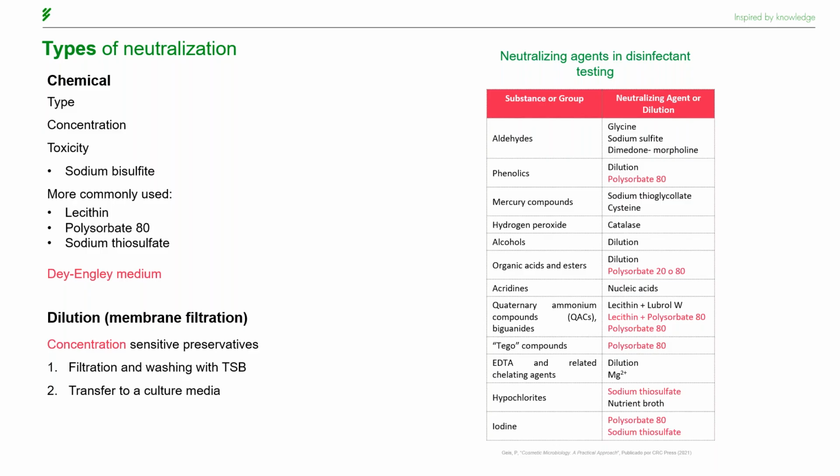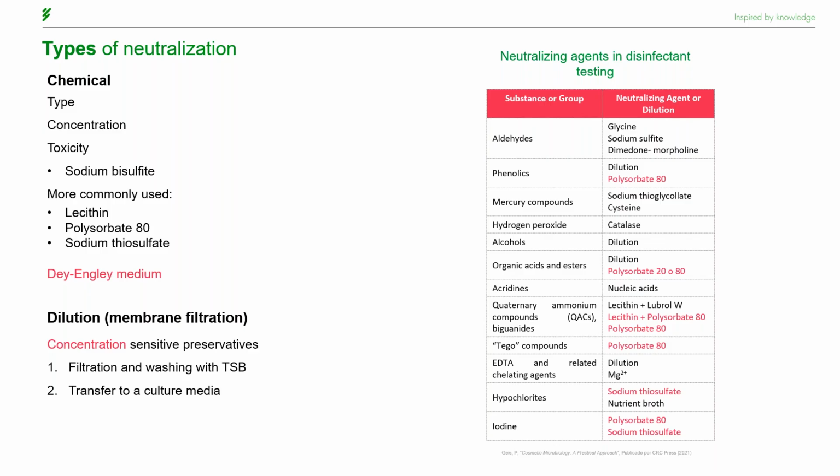Some biocides are difficult to inactivate. For example, sodium bisulfite is the neutralizer for formaldehydes and glutaraldehydes, but then sodium bisulfite also inhibits the growth of bacteria and spore germination. So in addition to its effectiveness, it is also important that the neutralizer is not toxic to microorganisms. In this table on the right, we have the neutralizing agents and the preservatives or biocides that they affect.